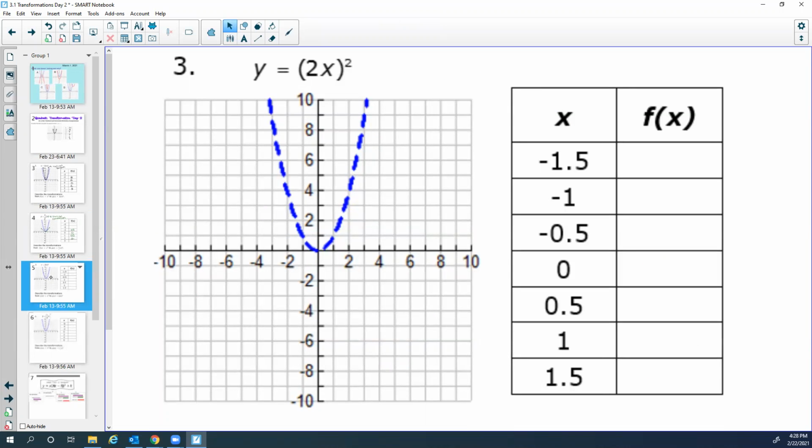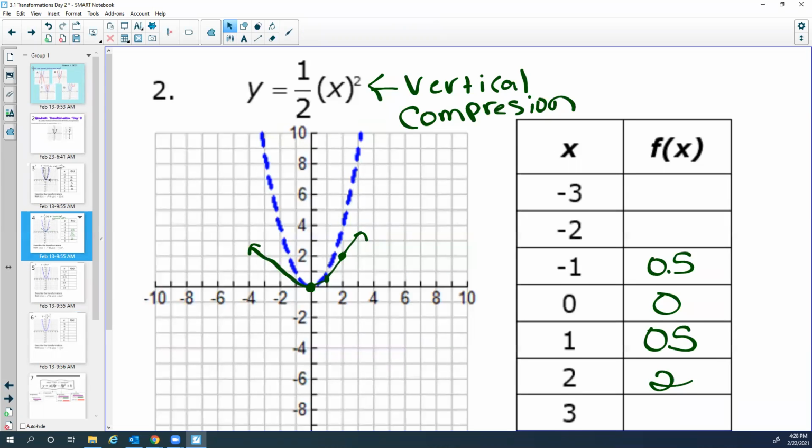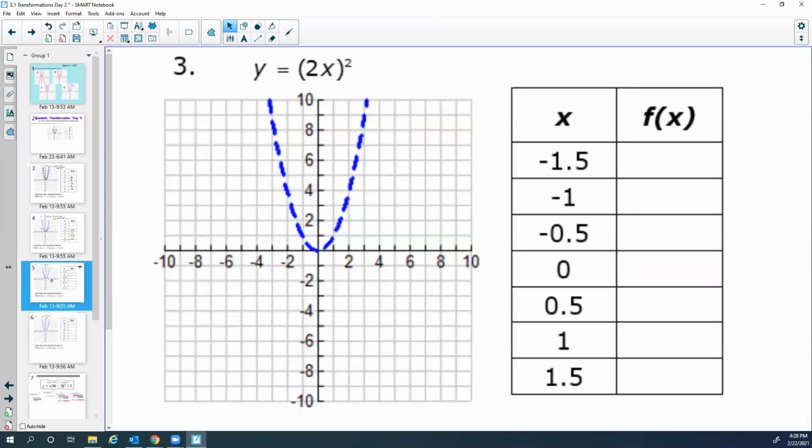All right, so what happens then whenever they're inside the parentheses? Well, whenever we're inside the parentheses, what changes is just the opposite. We're now not dealing with the vertical ones that we just had. We now are going to have something that is horizontal. So the question is, is it a stretch or a compression? Well, let's see.